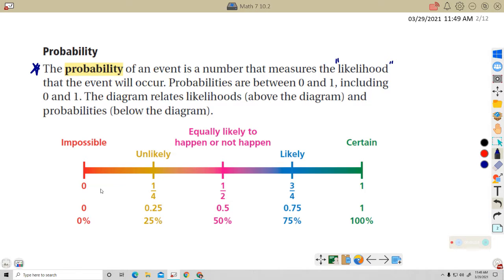Okay, so if something is impossible, probabilities are between 0 and 1. Something has a 0% chance of happening, then it is impossible. If it's certain it's going to happen, then it's a 1. So what are we looking at here? We're looking at percents. We're looking at its decimal. And we know what those are, right? Decimal and percents. We know how to convert those. And then we're looking in between.